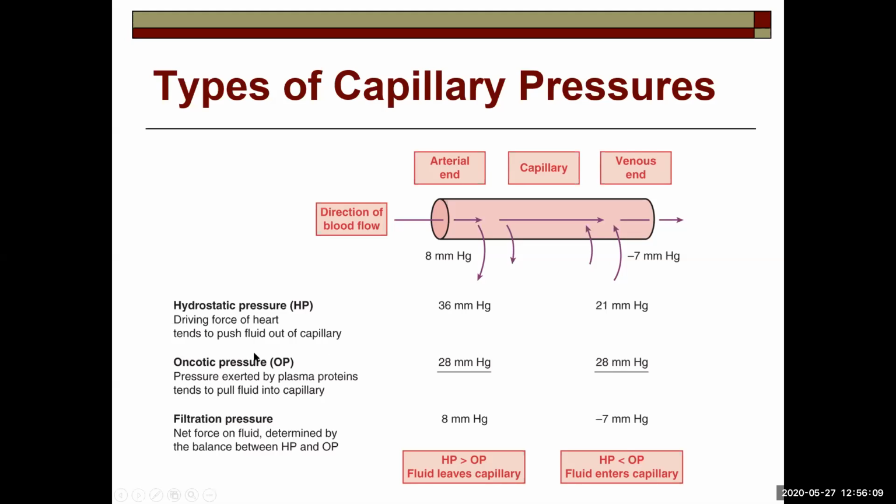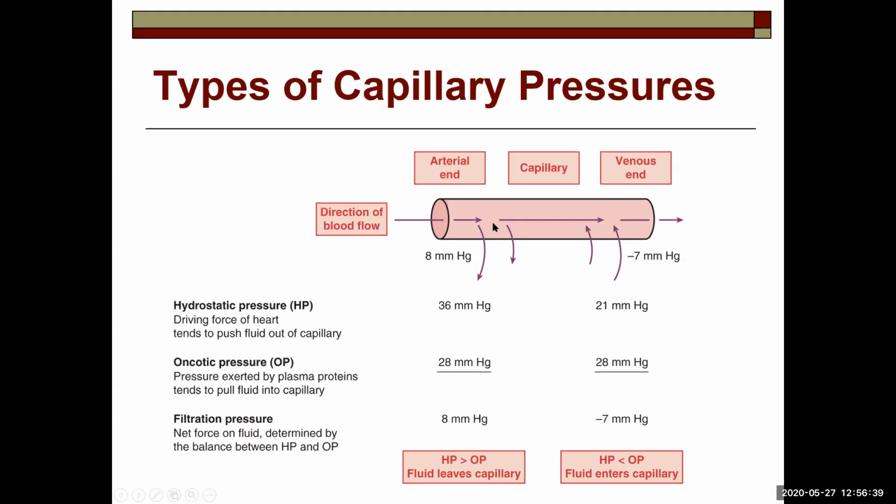The oncotic pressure is the pressure exerted by the plasma proteins. So inside this blood vessel, I have plasma. Inside the plasma, I have proteins. The proteins actually attract water, and bring the water in. So the pressure will be moving in this direction because the proteins are sitting here, and they will grab onto the water coming in. So all the water will be going inside due to the oncotic pressure.